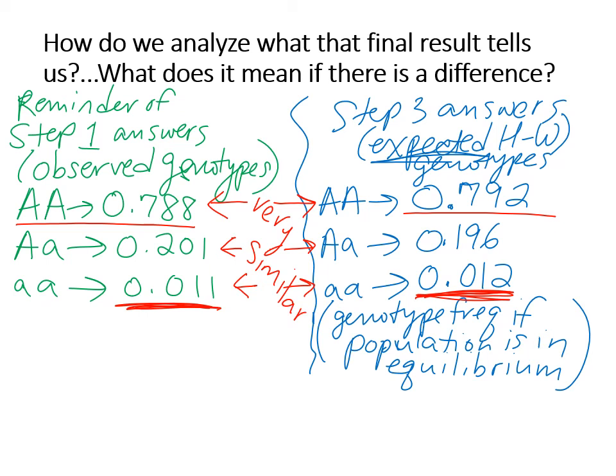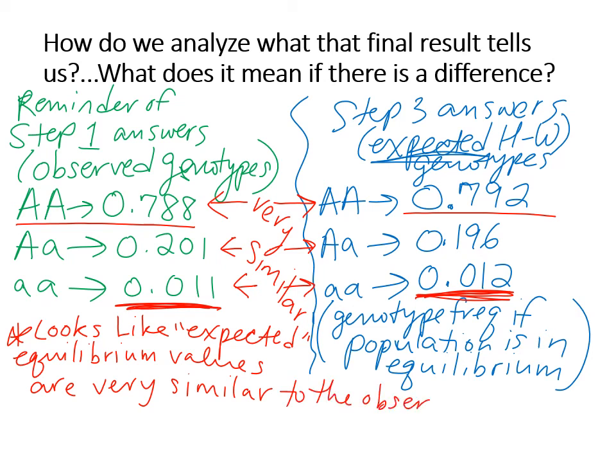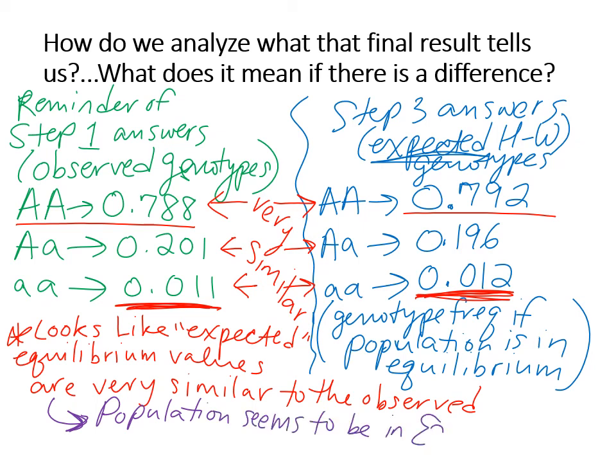Okay, so when we look at this, it looks like the expected equilibrium values are very similar to the observed. So what would that tell you? That would tell you, okay, this population seems to be in equilibrium.